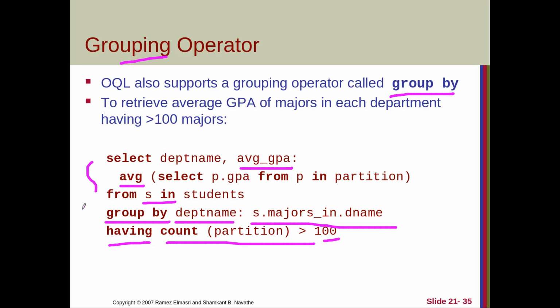Okay, so just remember this, select something, then you should have an average here. Normally group by should have some aggregate function like average or sum. Normally they are associated. If you know SQL, it will be clear. From S in students, group by department name, colon, D name, or S dot majors in D name, having count of partition greater than 100.